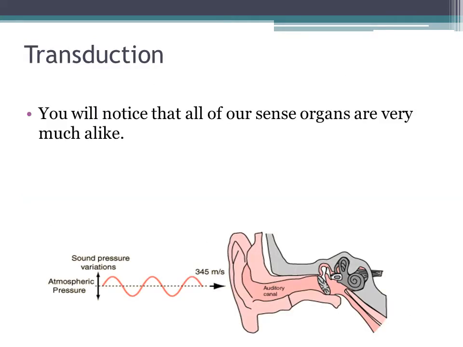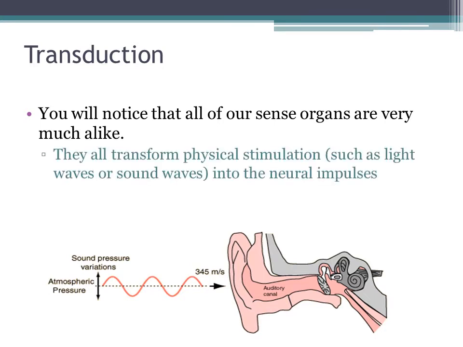Transduction, otherwise I think it's known in your notes as transduce. You'll notice that all of our sensory organs are very much alike. Once the sound waves or the vibrations in the environment enter the ear, the sound waves themselves don't all of a sudden go up to the brain. They need to be transferred into a chemical message. So transduction is when it changes from a sound wave into a chemical message, so that little message can take that information to the brain.